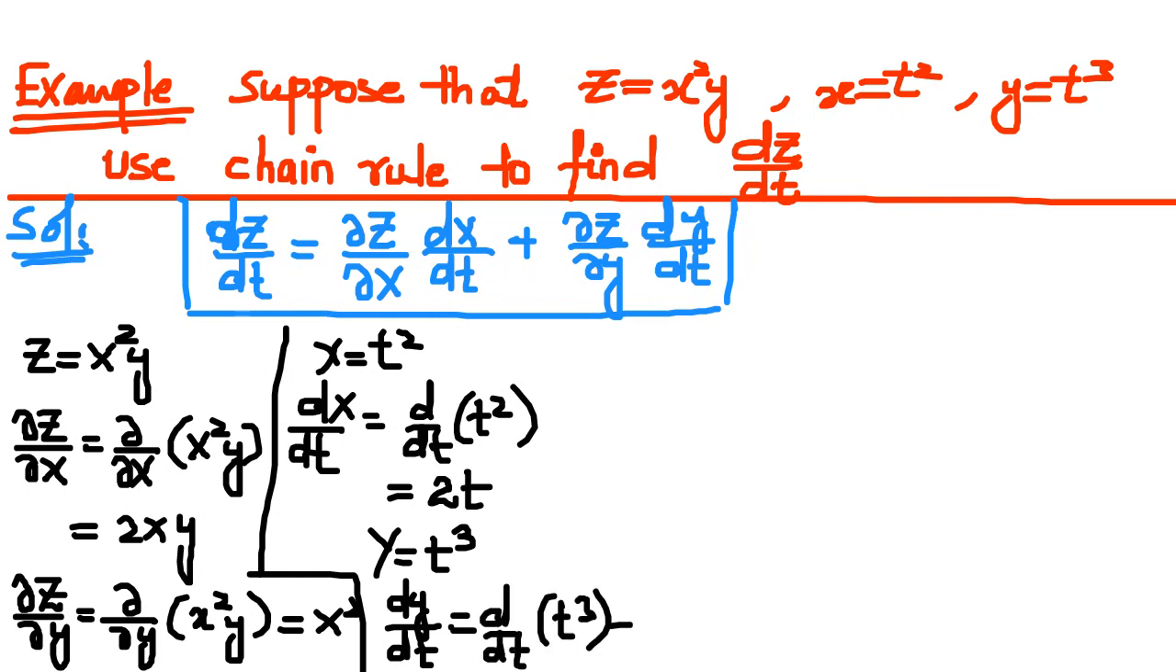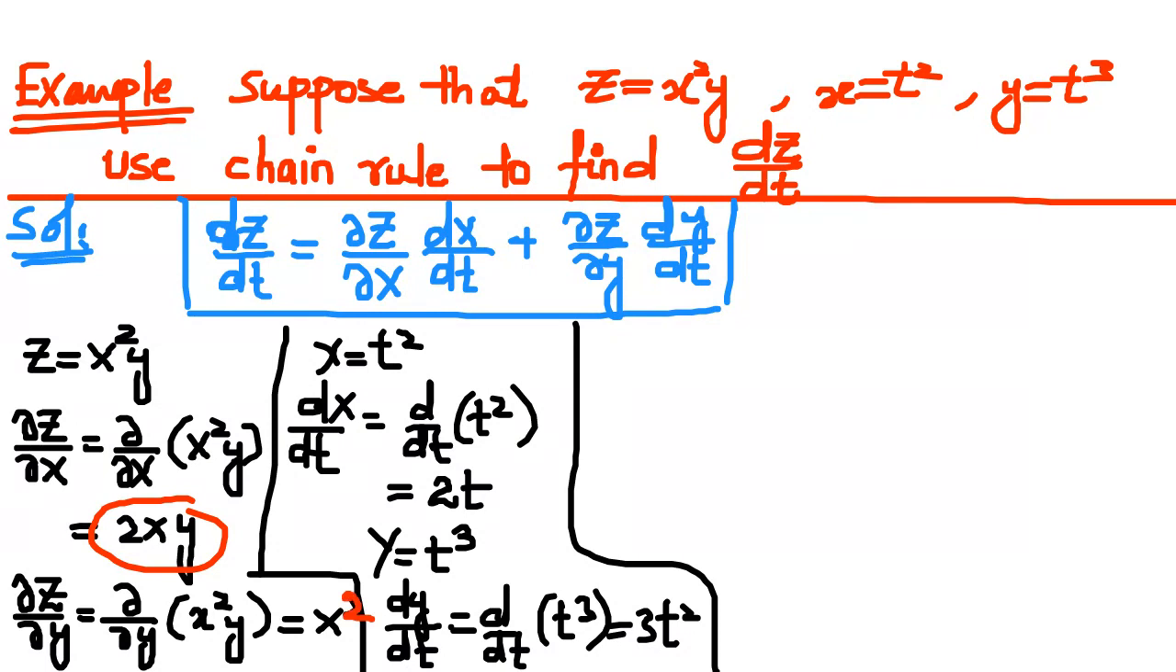T power 3, which is equal to 3t square. Now substitute these values in the formula, because we need the partial derivative of z with respect to x. This is x square. Okay, partial derivative of z with respect to y, and this is this one and this one. All these four terms we will use in the formula.